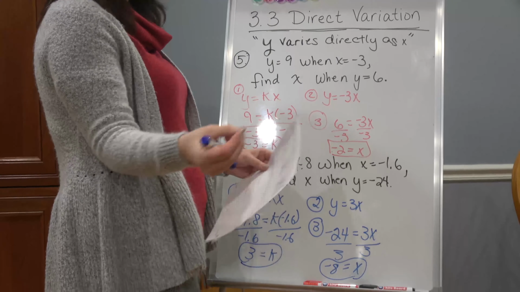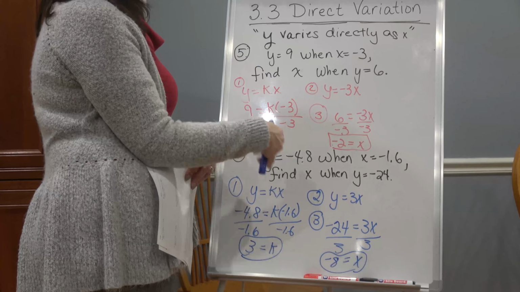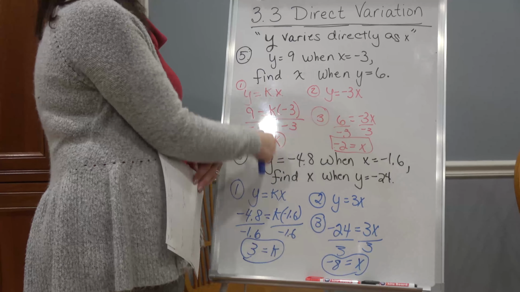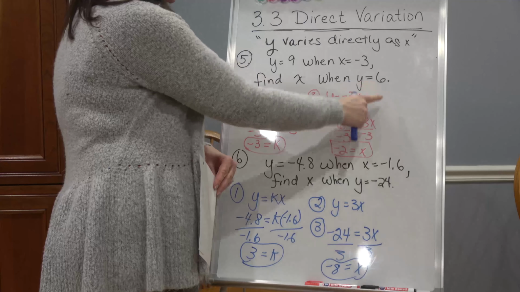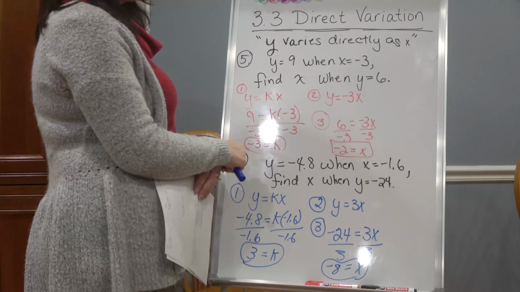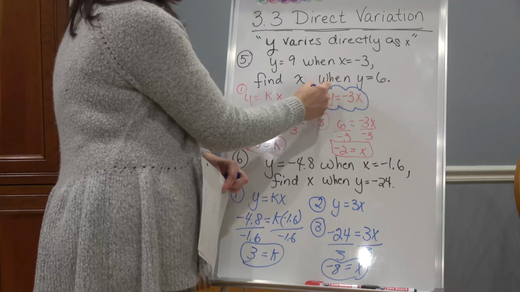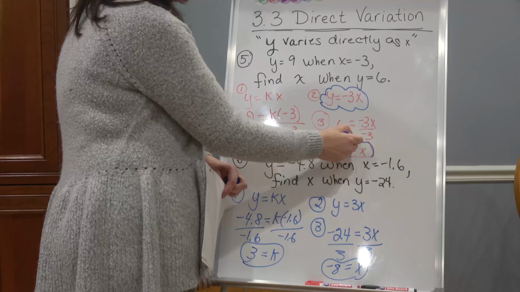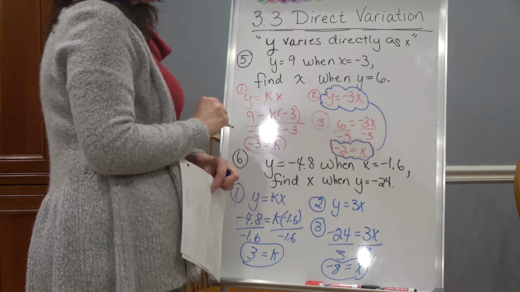It says write a direct variation equation. So you have the equation, and now you can use the equation to find missing values. In this case, it said find x when y is 6. So plug in y is 6 and solve for x to get -2. So your answers are really the direct variation equation and x equals -2. They asked you to find these two things.